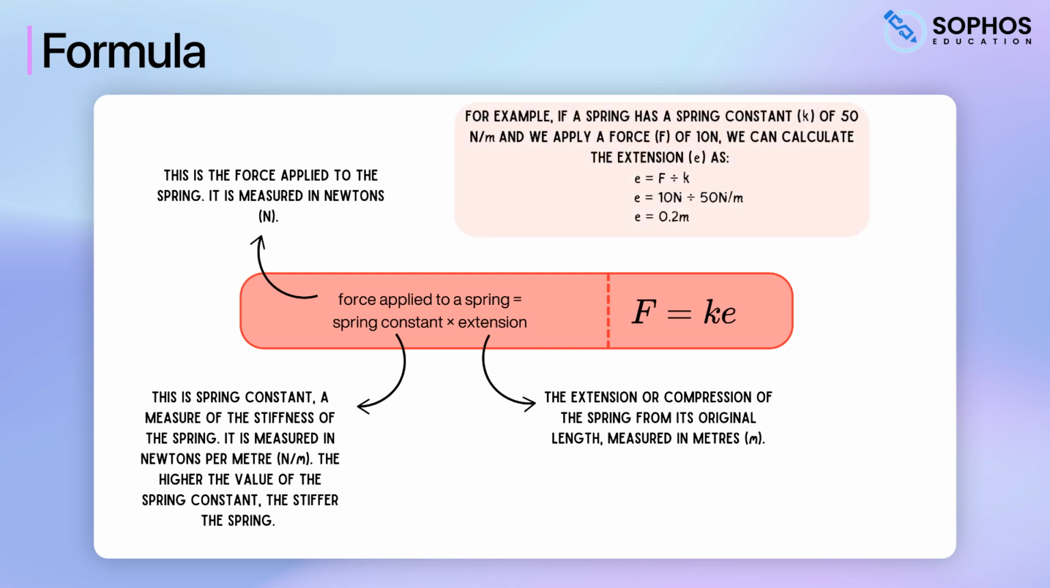For example, if a spring has a spring constant k of 50 newtons per meter, and we apply a force F of 10 N, we can calculate the extension e as e equals F over k. So e equals 10 newtons over 50 newtons per meter, which equals 0.2 meters. This means the spring would stretch by 0.2 meters when a force of 10 newtons is applied.